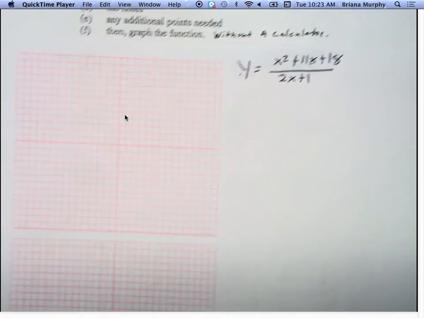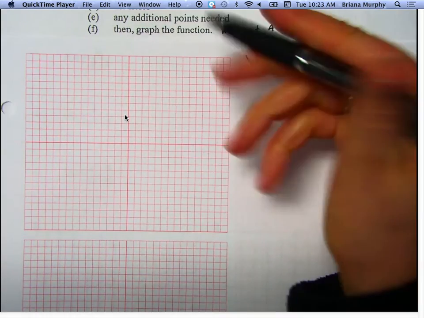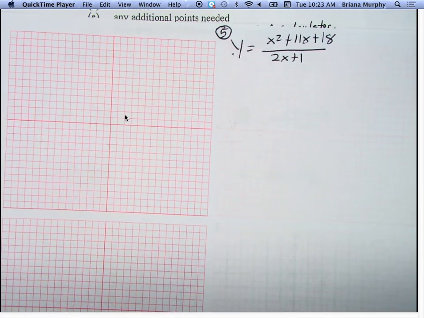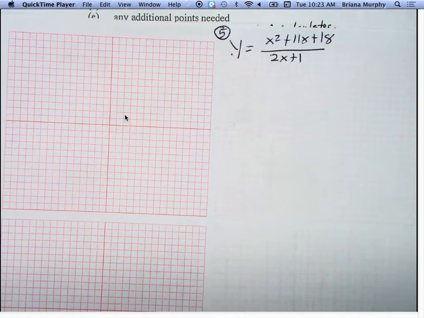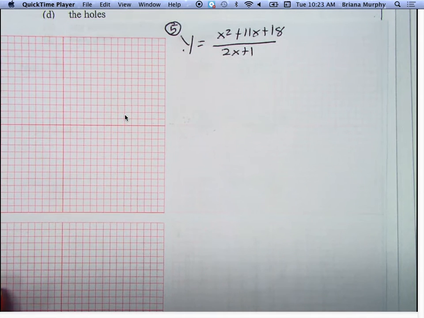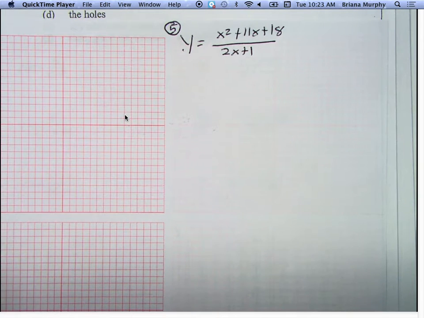All right, so this is number 5. I'm going to make sure I label this. The first thing we need to do is those 7 characteristics, but I can't do that because my top is not factored. So I'm going to factor my top first. You ready? Okay.